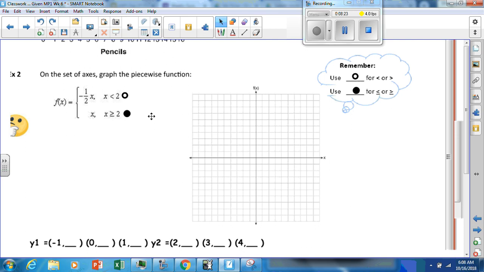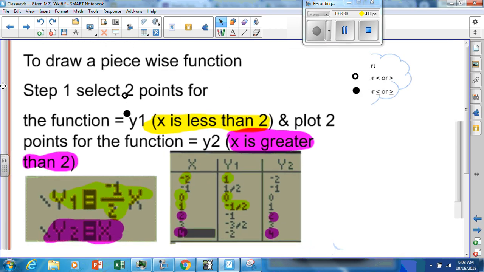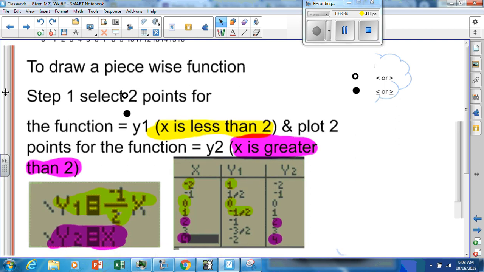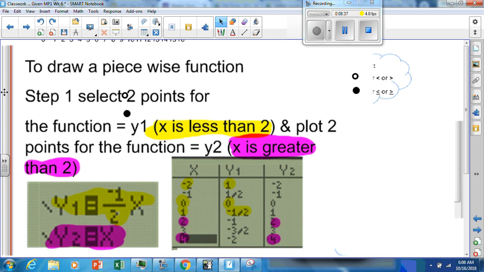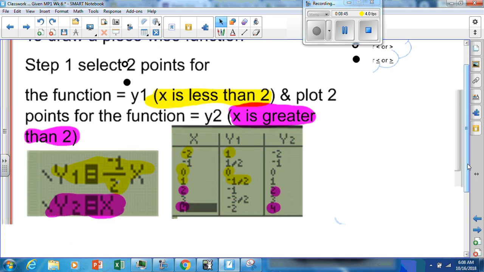So what should we be doing here? Well, like always, step one, we are going to select 2 points. Using our graphing calculator, we're going to look at these features. And remember, our less than symbol is going to be function 1. Our greater than is going to be function 2.